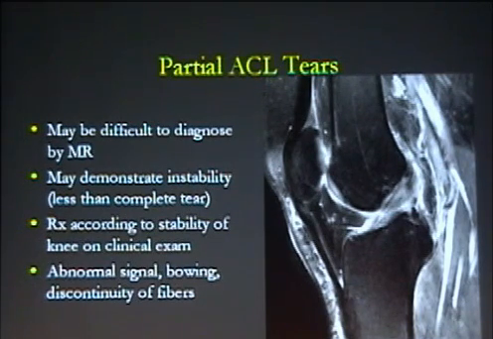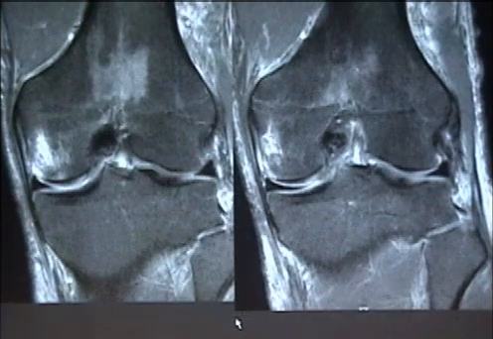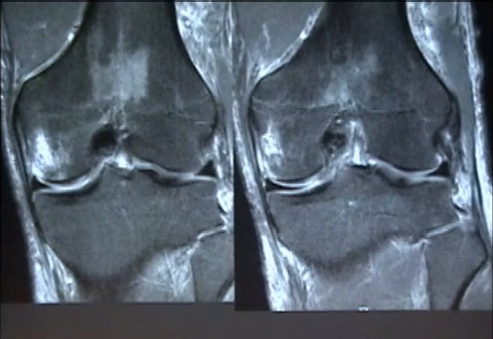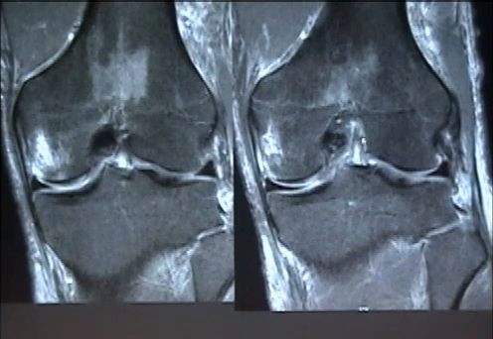We are not great at looking for partial ACL tears on MR, but I will tell you what you should look for. That is abnormal signal in the ACL, bowing of the ACL, and partial discontinuity of some of the fibers. So this we thought was probably a partial tear. There was other evidence of acute injury here. There's an extensive abnormal signal in the ACL. So you want to see other signs that there has been an injury here, like this contusion here, the medial femoral condyle. Here we see this abnormal signal in the substance of the anterior cruciate ligament.